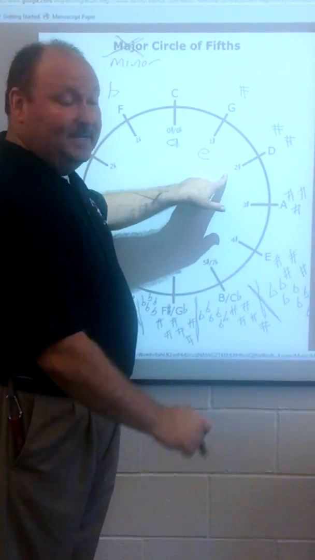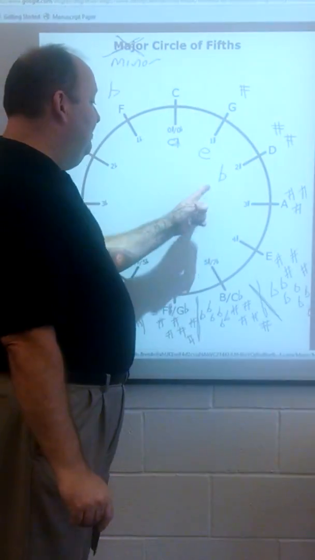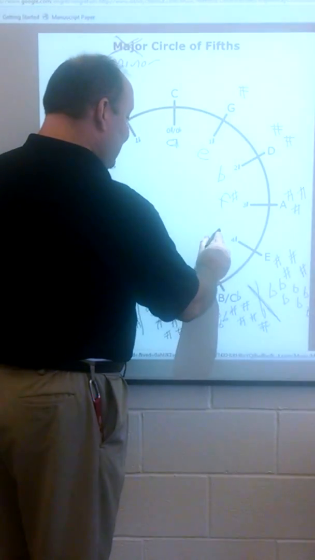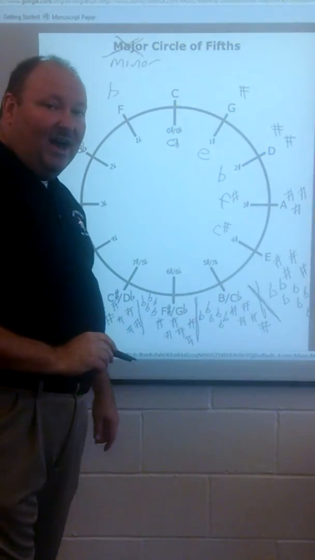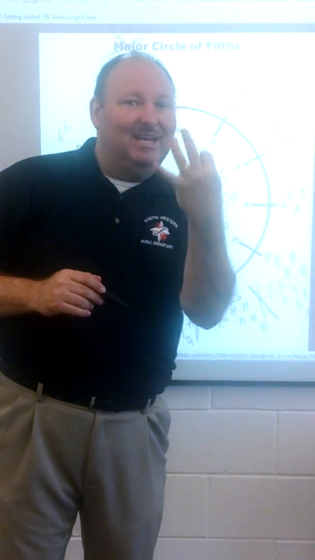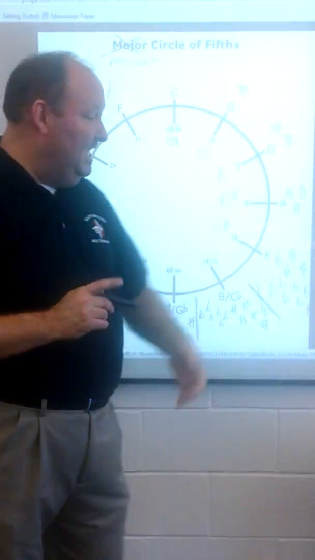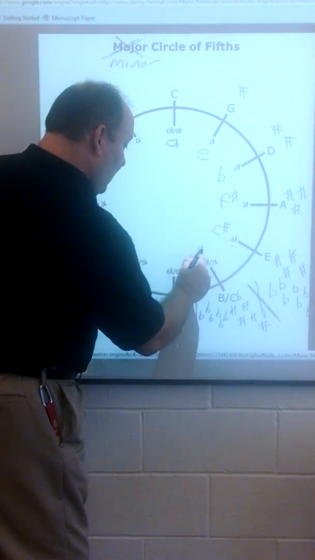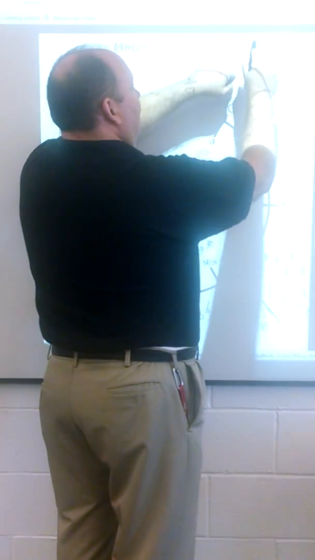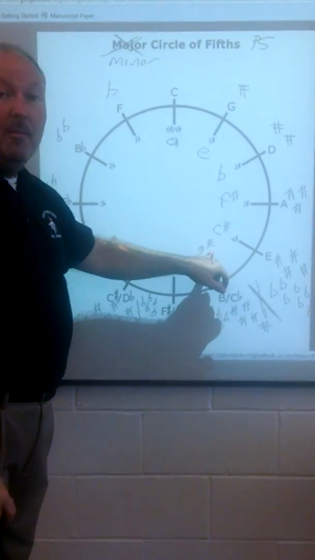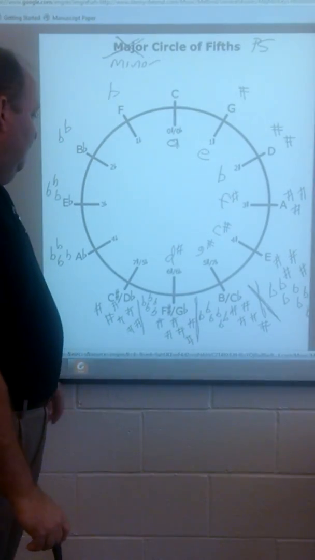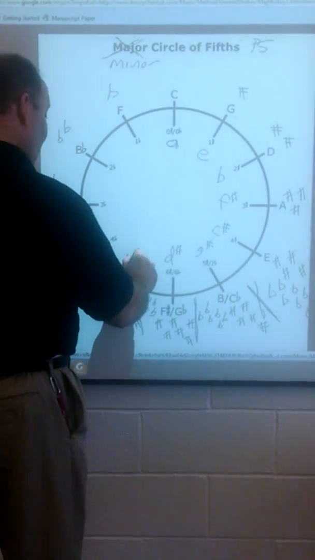Up 5 from E is B. Up 5 from B is F sharp. Up 5 from F sharp is C sharp. Up 5 from C sharp, counting C sharp as 1: C sharp, D sharp, E sharp, F sharp, G sharp. It's important to make sure we're finding the circle of perfect fifths, the perfect fifth up from the old letter. Perfect fifth up from G sharp, D sharp. Perfect fifth up from D sharp, A sharp.